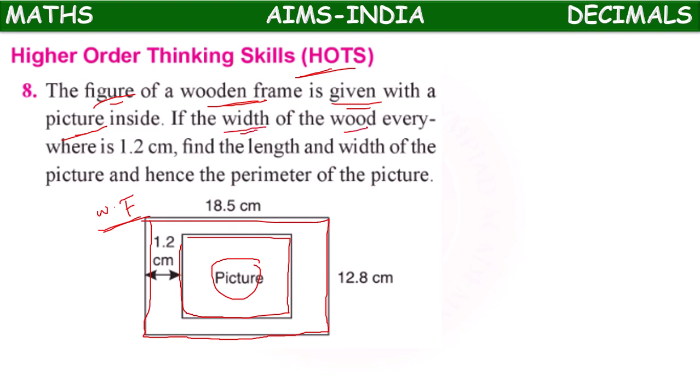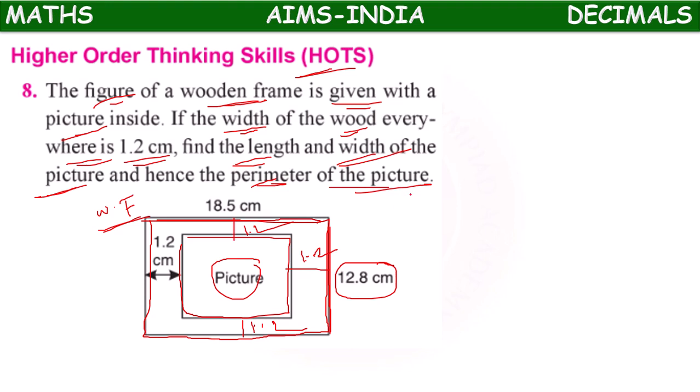If the width of wood everywhere is 1.2 centimeter, means this side also wood, this side also wooden frame, here also wooden frame, it is 1.2. Here also 1.2, here also 1.2. That is the width of the wooden frame. And this is the length, sorry, breadth of the wooden frame. This is the length of the wooden frame. Now find the length and width of the picture and hence the perimeter of the picture.